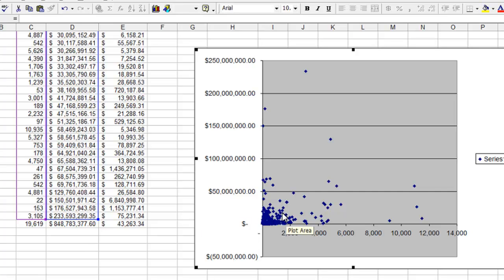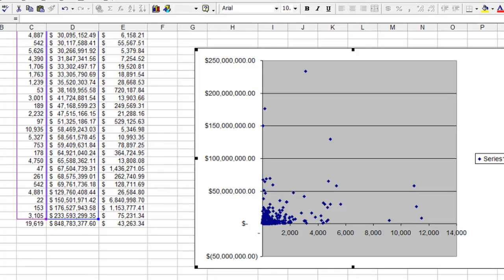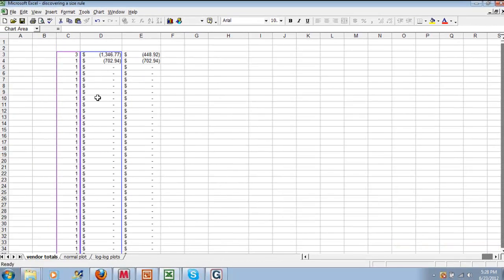Now, one of the things that's going to be a problem when you do a log plot as opposed to this standard plot is that you cannot have an item with zero value. Now, Excel is relatively forgiving in that regard. I can go up here and I'll show you. You see all these ones with no entry?